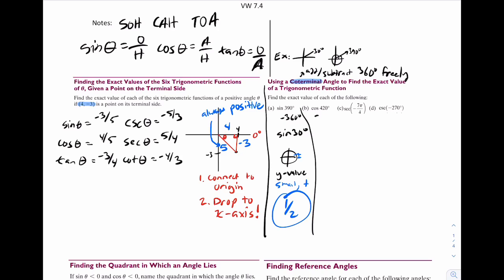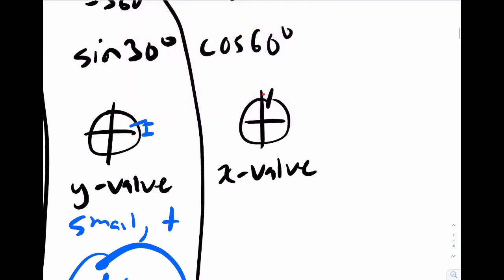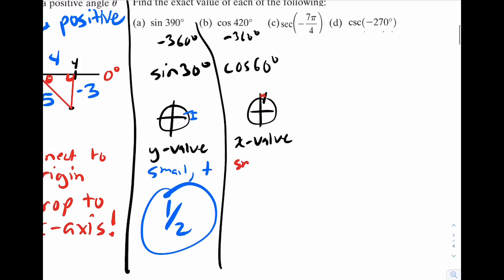Cosine 420, let's subtract 360. So that would be cosine of 60. That's right there. Now we're talking about the x value. If it's the x distance, that's horizontal distance. That's here. So notice how that is, again, a small value. And it's in quadrant 1, so it's positive. The answer is positive 1/2.